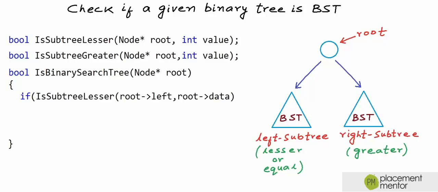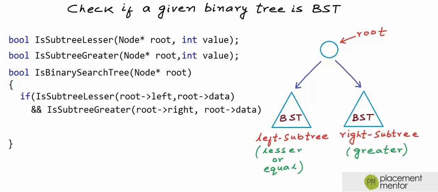This function call will return true if all the elements in the left subtree are lesser than the data in root. Now the next thing that I want to check for is if elements in the right subtree are greater than the data in root or not. These two conditions are not sufficient. We also need to check if left and right subtrees are binary search trees or not.